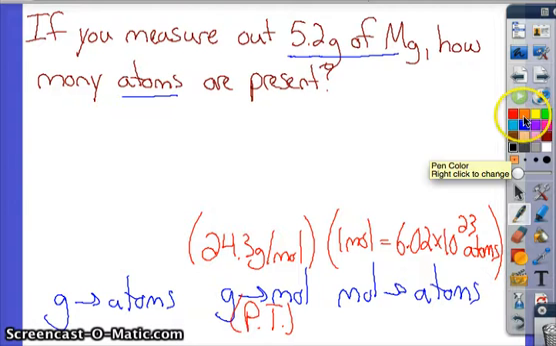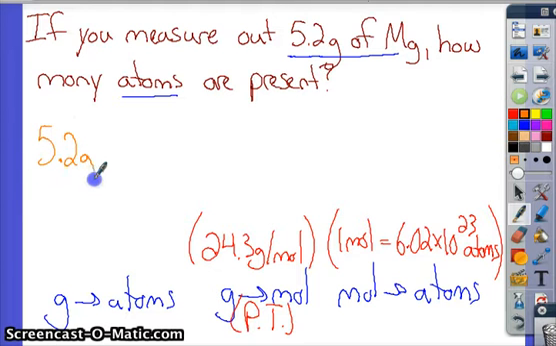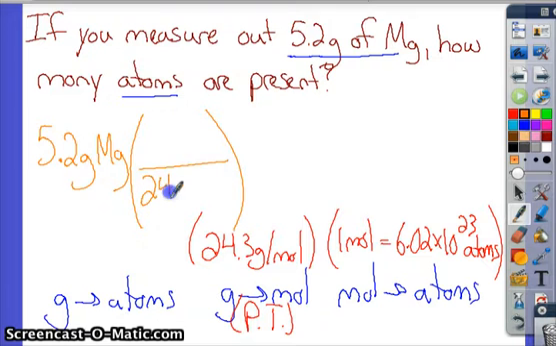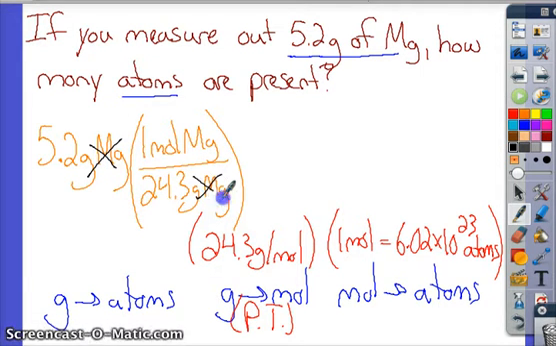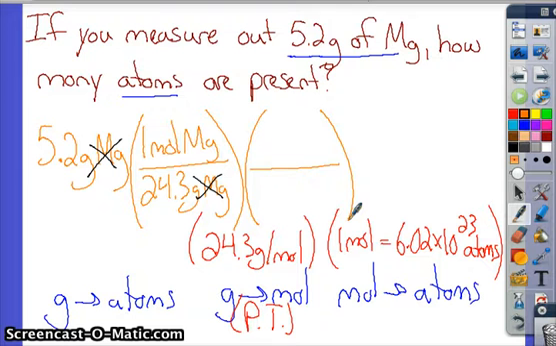So now, we can take our given amount, 5.2 grams of magnesium, and set up our first conversion factor. We want to cancel out grams, go to moles. So we take our 24.3 grams of magnesium per 1 mole of magnesium. We have now canceled grams of magnesium. We're left in moles. If we want to go from moles to atoms, set up a second conversion factor.